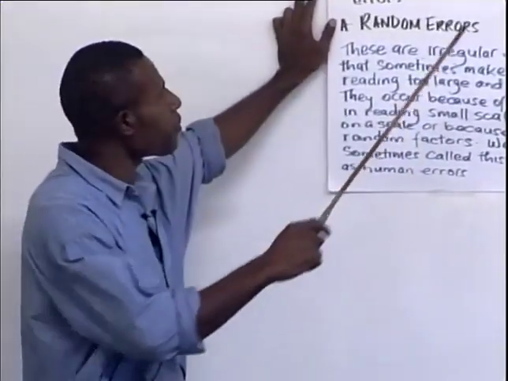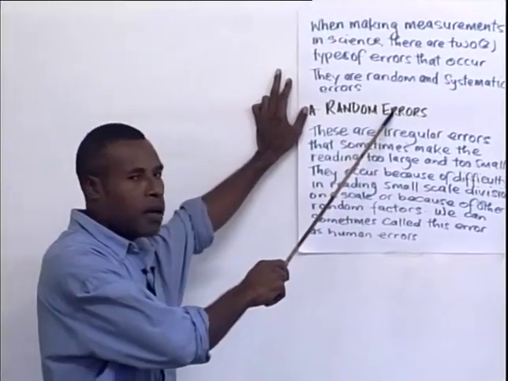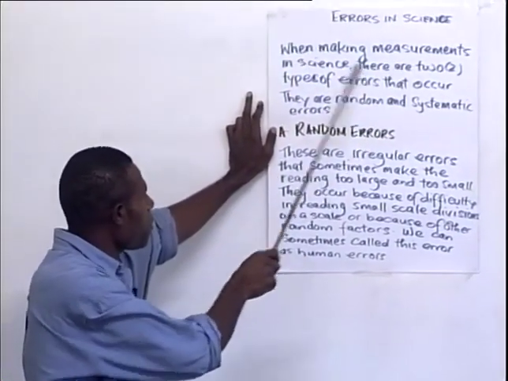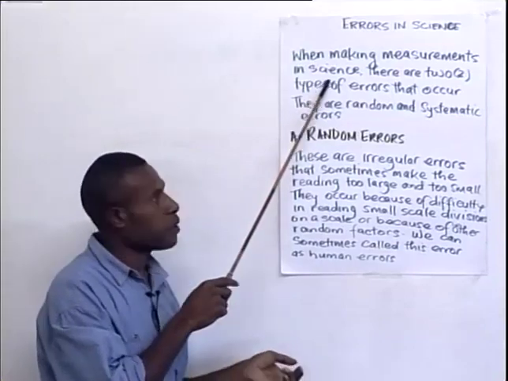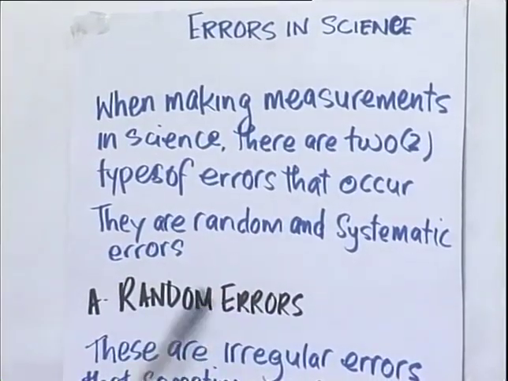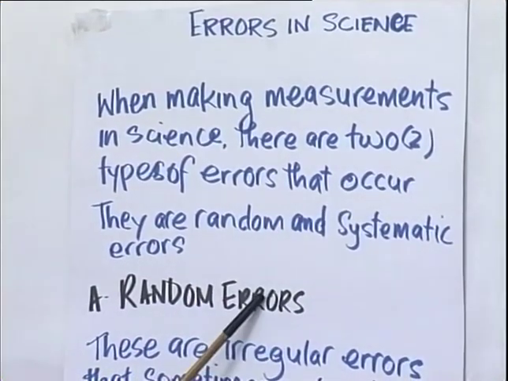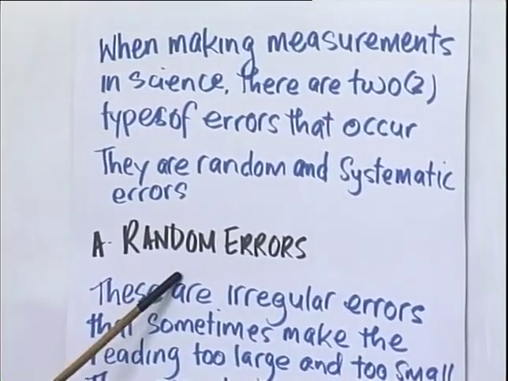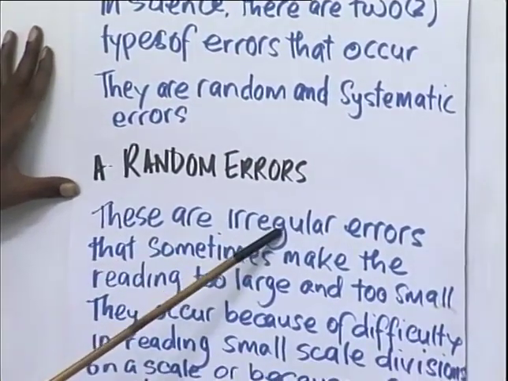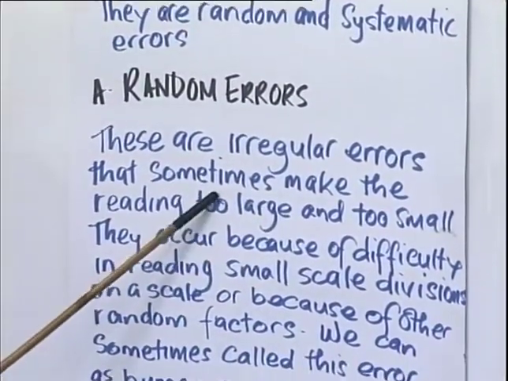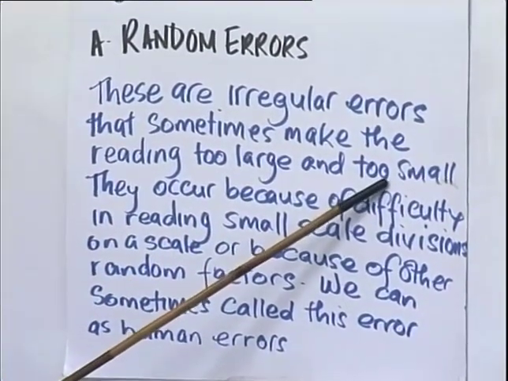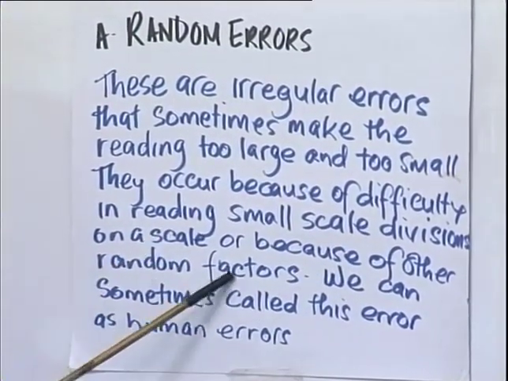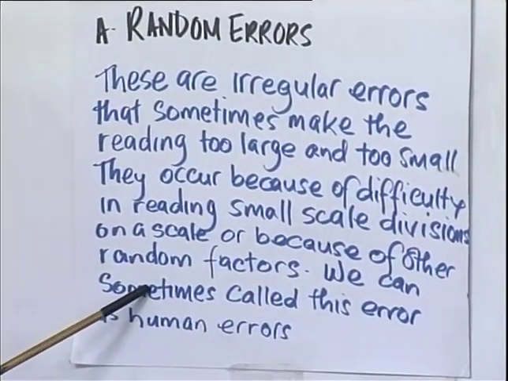The first one is random error. We can simply see here that when making measurements in science, there are two basic types of errors that we make or that may occur, namely the random and also the systematic error. Firstly, let's have a look at this random error. These are irregular errors that sometimes make the reading too large and sometimes too small. They may occur because of difficulty in reading small-scale divisions on a scale or because of other random factors.